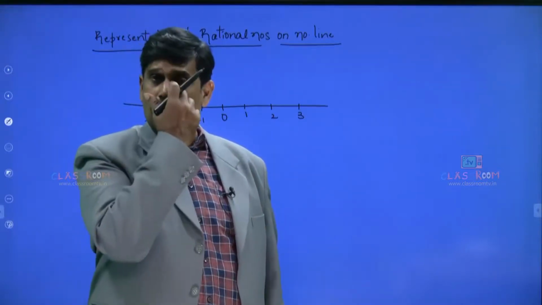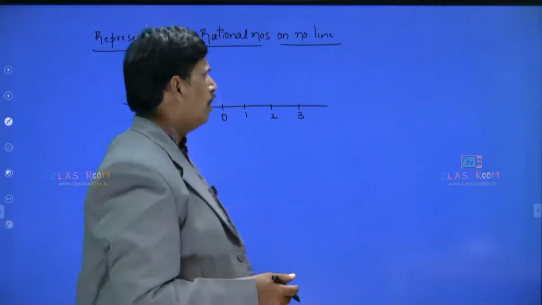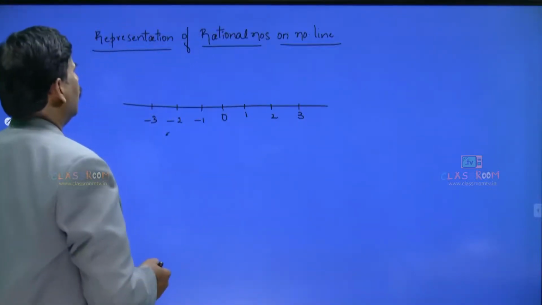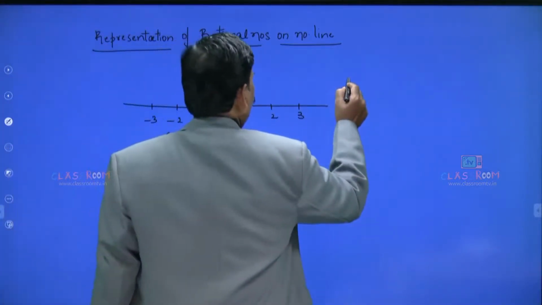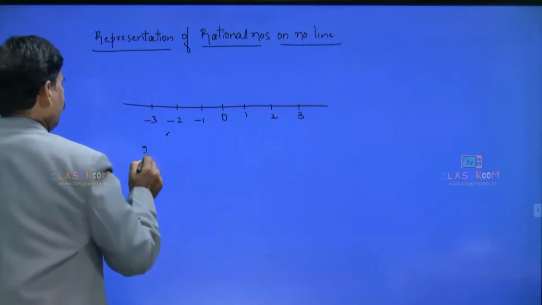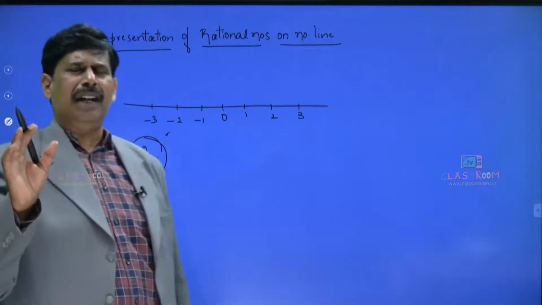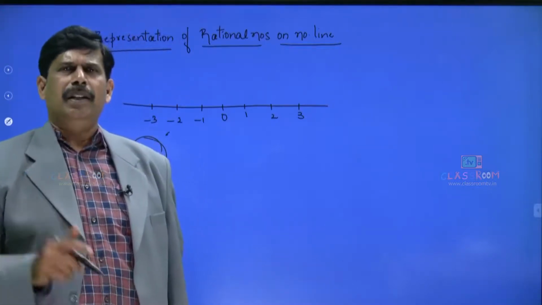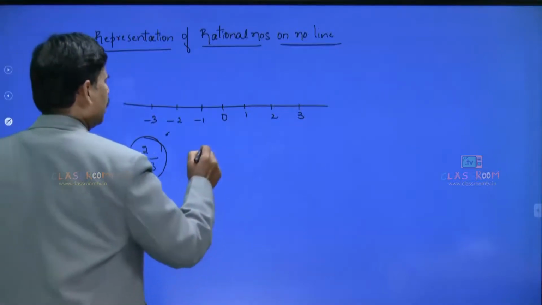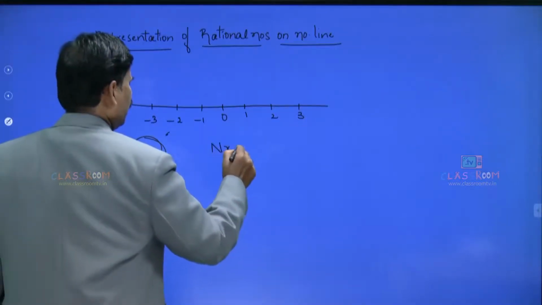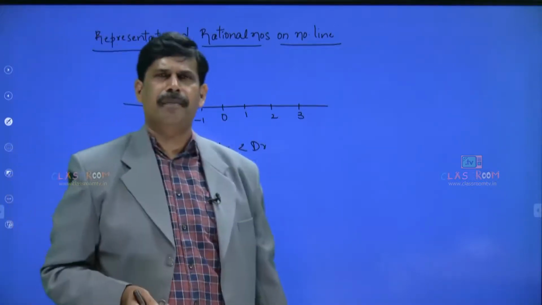Now let us see how to represent one rational number on a number line. Suppose, for example, we want to represent 2 by 3 on a number line. It is a rational number. So here, 2 points you should remember. First, you have to check whether the numerator is more than the denominator or the numerator is less than the denominator.